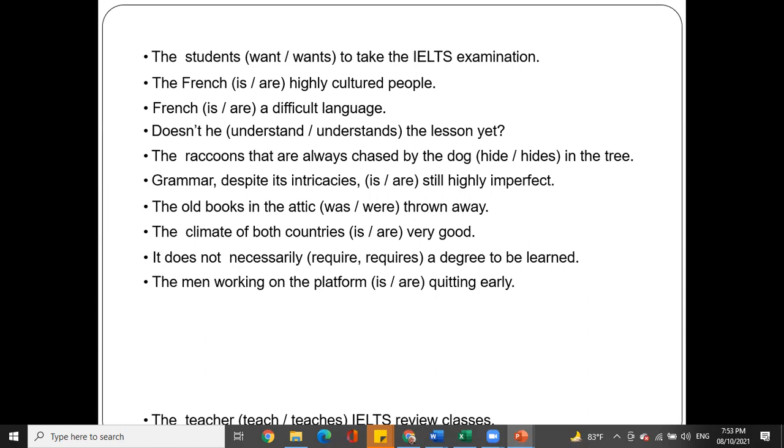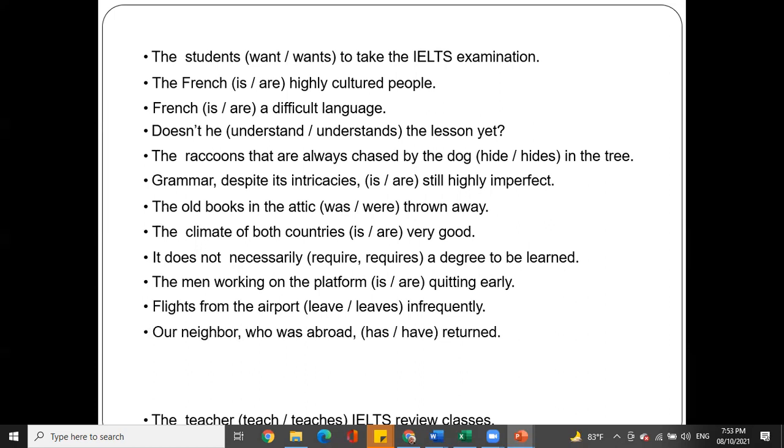The men working the platform are quitting early. Flights from the airport leave infrequently. Our neighbor who was abroad has returned. The pages of the book tear easily.